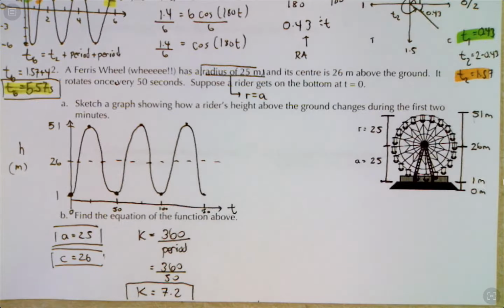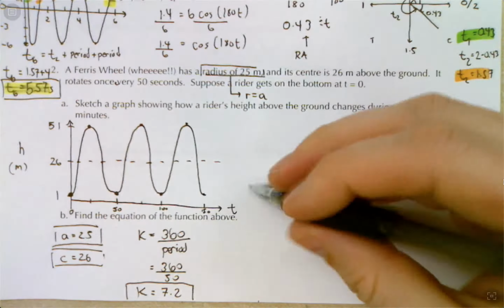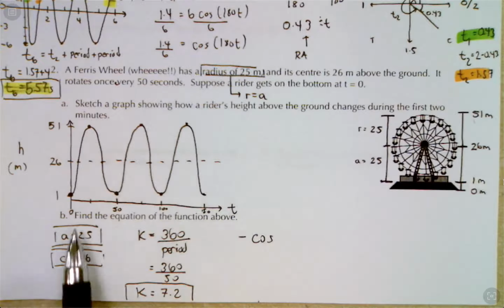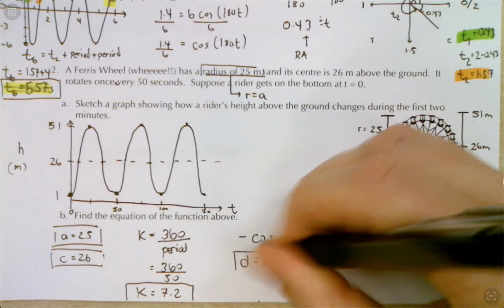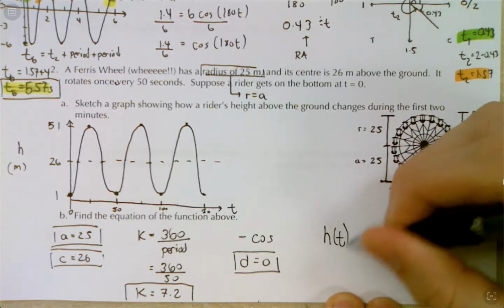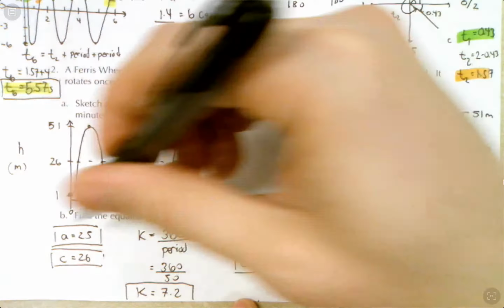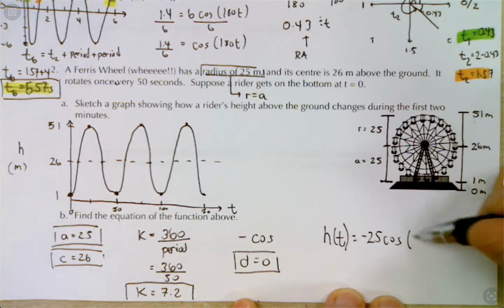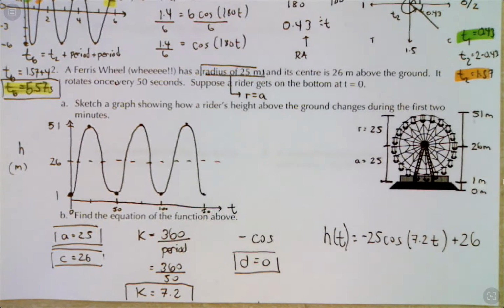And now we just need to pick a model. Since we're starting at the bottom, we can use negative cos. And since we aren't shifted, it's the minimum at the bottom, we can use a d of 0. So now we can write our function. Let's define h as our height and t as our time. So let's call this h of t. Negative cos, so we got amplitude 25, we got negative 25 cos. K is 7.2. No d value, so we put t. And our c value is 26. And there we have our function.